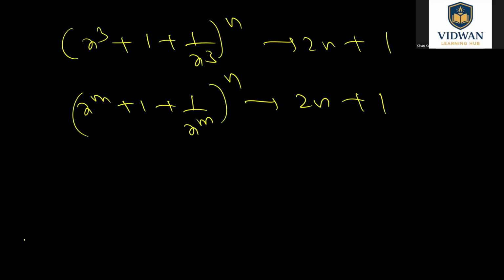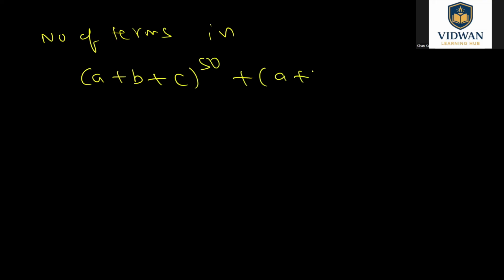Now I'll give you a question. The number of terms in the expansion of a plus b plus c power 50 plus a plus b minus c power 50 is. So whenever I say number of terms, I mean to say distinct terms only. I'm not particularly writing it, but distinct terms. So try and tell me the answer for this.